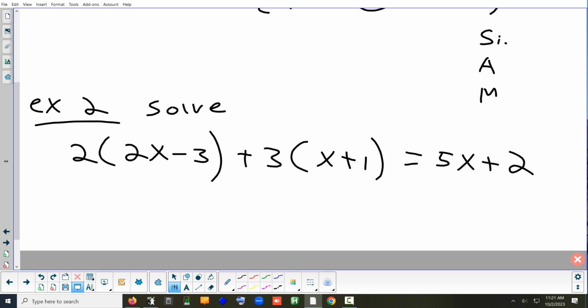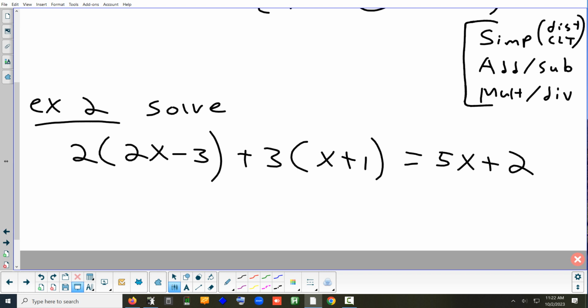So the first thing we do is simplify. And simplify means we could have distributive property or combining like terms. And we do them in that order: distributive property, then combining like terms. After we do the simplify, we check if there's any adding or subtracting we need to do. That would be the next step. And the last thing is any multiplying or dividing. So SAM is how I explain to remember when you're solving equations.